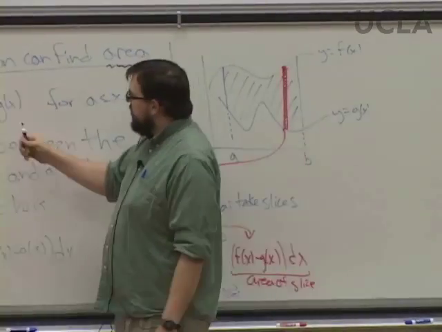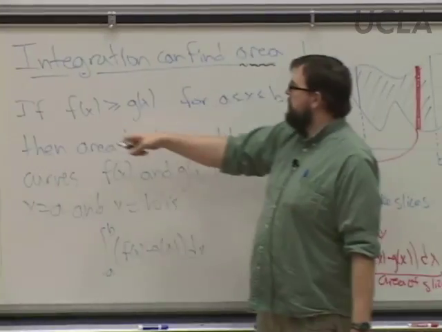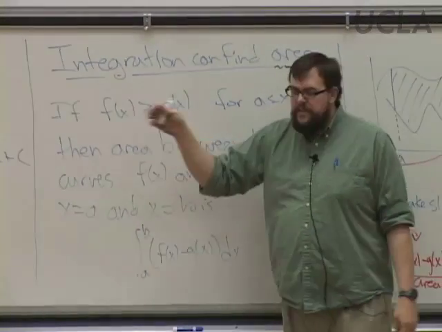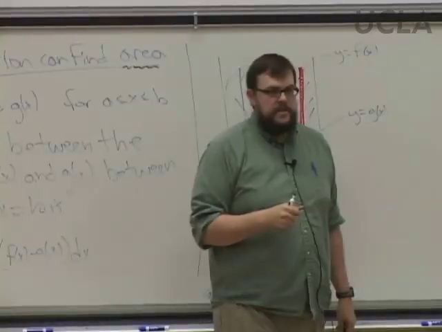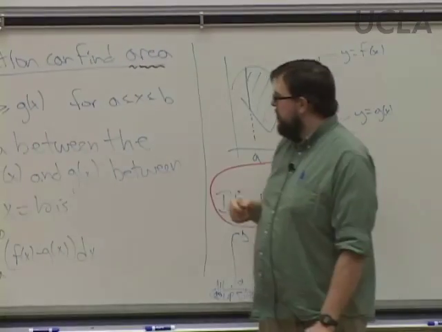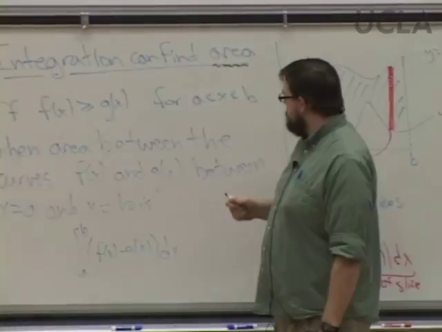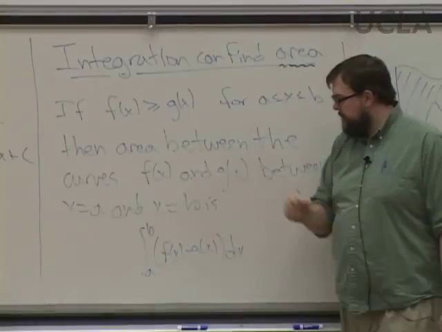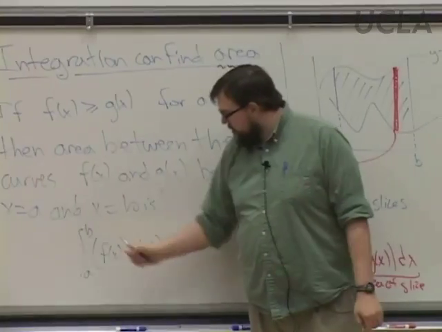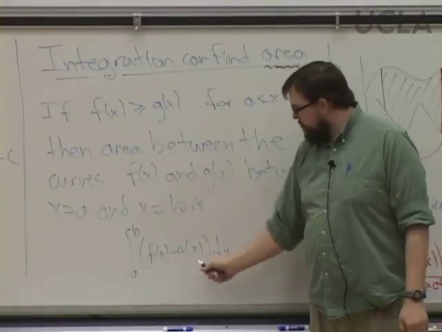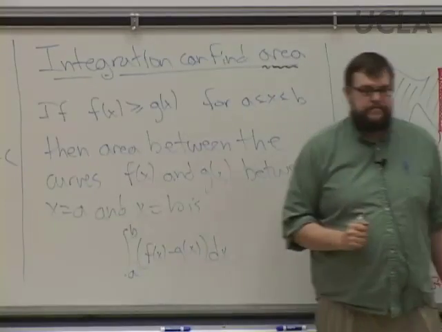So in particular, if I have two curves, a function f of x and a function g of x, and the function f of x is always on top in the interval between a and b, then the area between the curves f of x and g of x, between x equals a and x equals b, is the integral from a to b of the quantity f of x minus g of x dx.